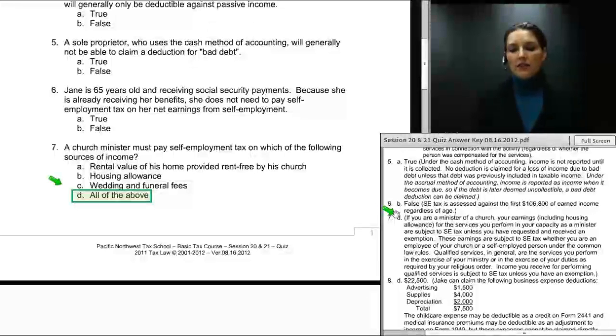These earnings are subject to self-employment tax whether you are an employee of your church or a self-employed person under common law rules. Qualified services in general are the services you perform in the exercise of your ministry or in the exercise of your duties as required by your religious order. Income you receive for performing qualified services is subject to SE tax unless you have an exemption.